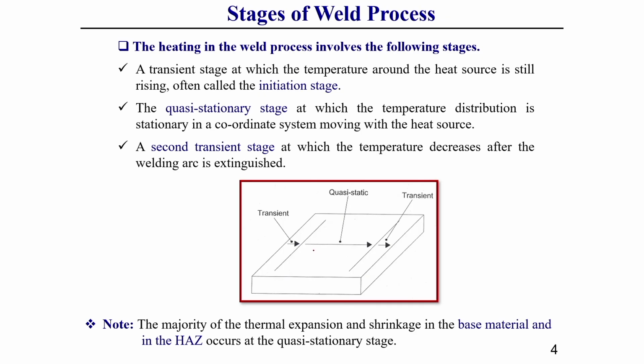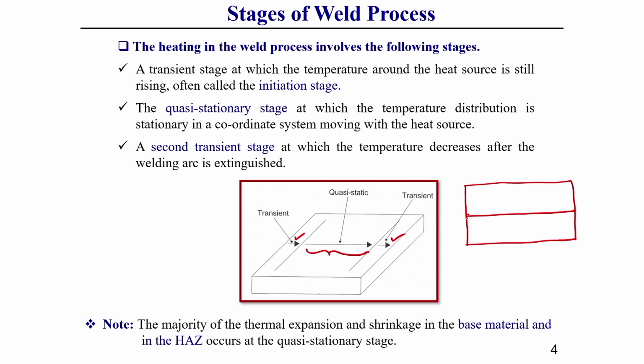Okay. Now I am going to discuss the general stages we can see in a welding process. In this figure we can see three different stages. The first and the last are two transient stages, and in between we get another stage, called the quasi-static stage. What is this stage? I am going to discuss it a little here. Let us consider this is a weld plate, which I have already drawn here.